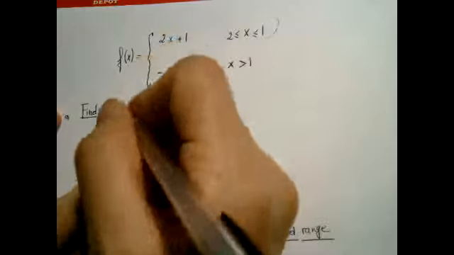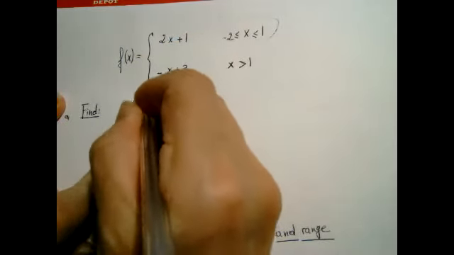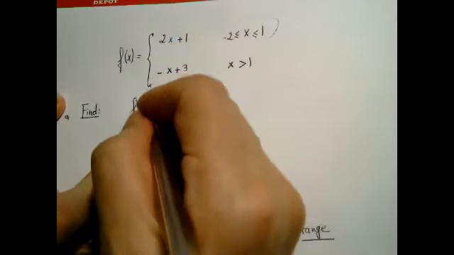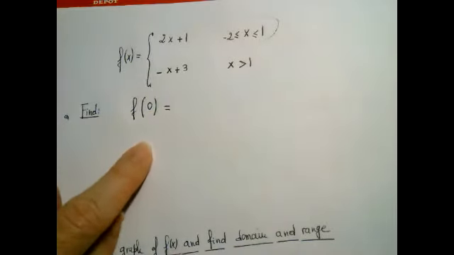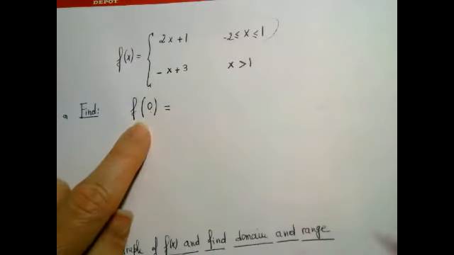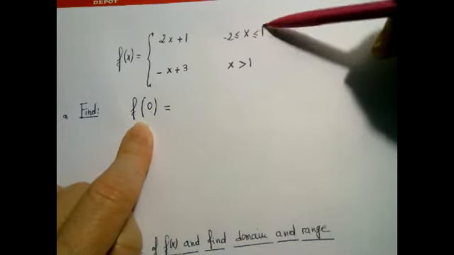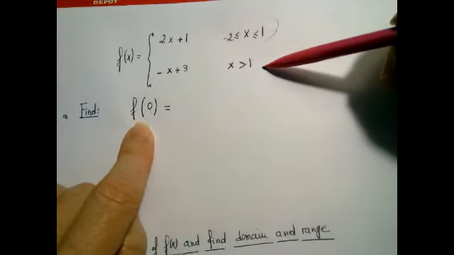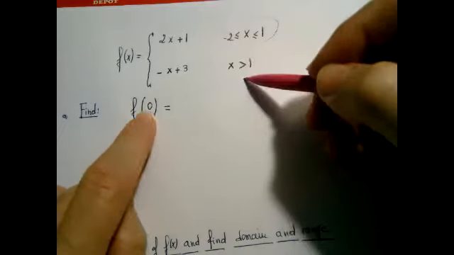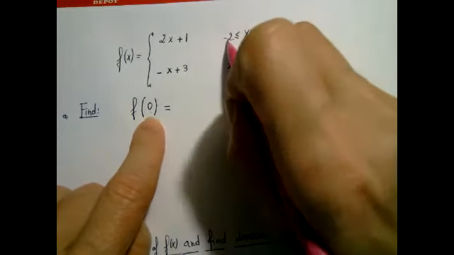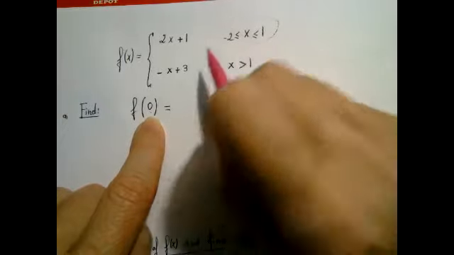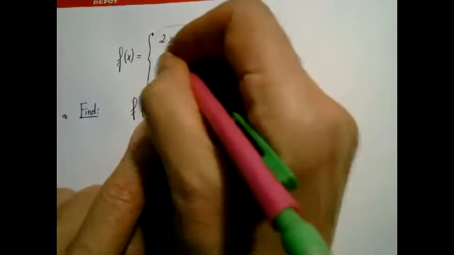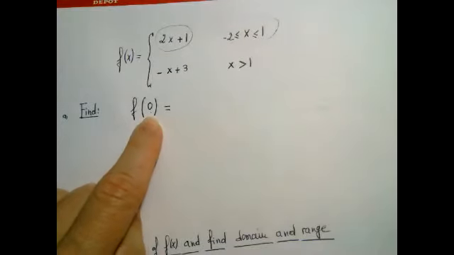Suppose I ask you the following. Find f of 0 first. What is f of 0? Now my input is 0. What's my output? I go back here and ask myself, what is 0? Which property does it satisfy? This one or that one? My 0 is definitely between -2 and 1. So what I assign to it is 2 times x plus 1. That's how we read this.